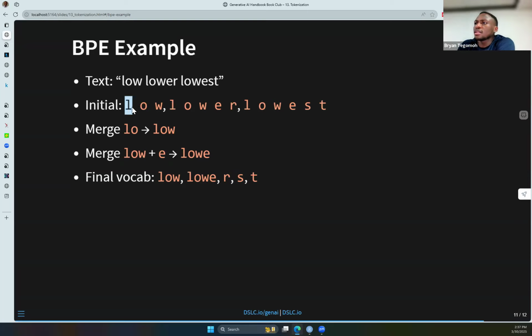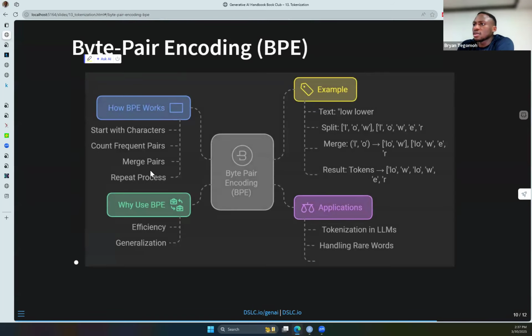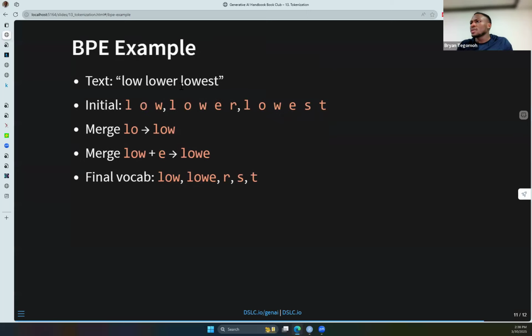So here we have L, a space, O, a space, etc. When you begin the merging process that I was referring to, first of all you count the frequent pairs. Here we can see that in each of these words, L, O, and W appear very frequently. They're almost common to all three words in this particular example. So we can choose to have LO as one of the tokens, as you see here.